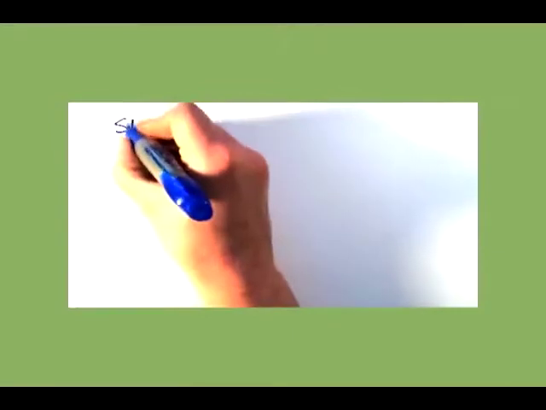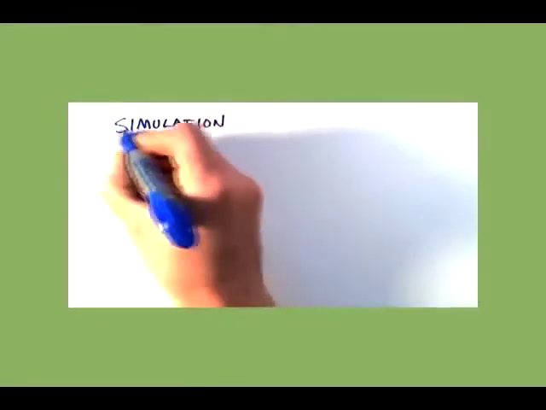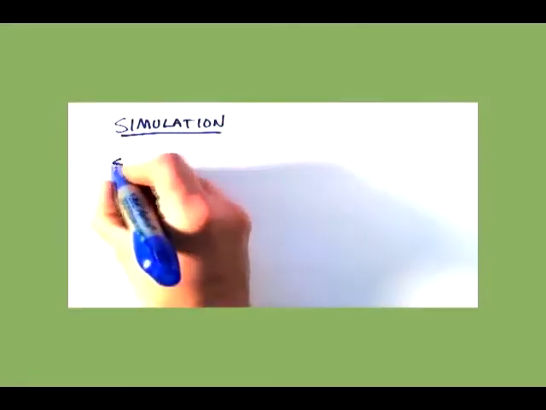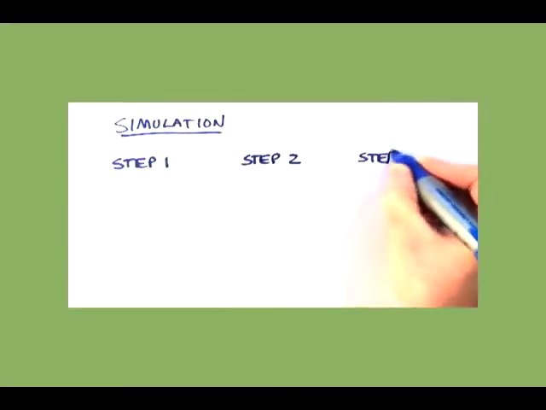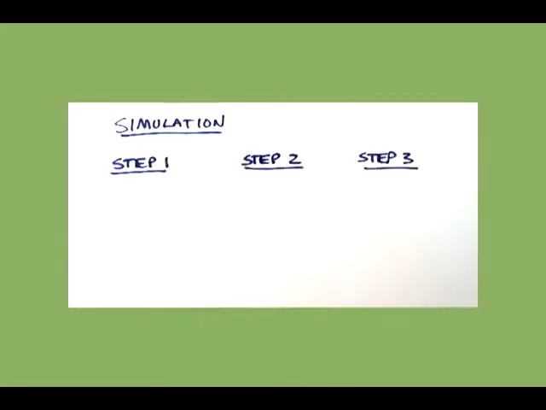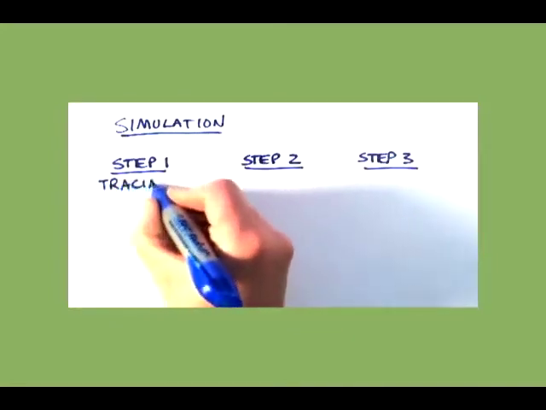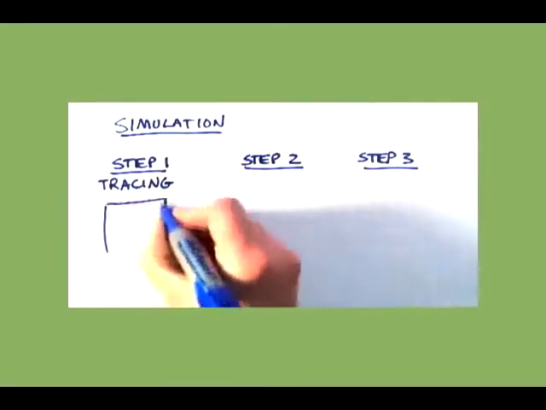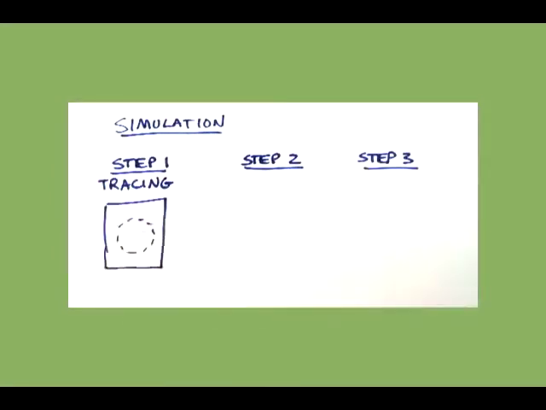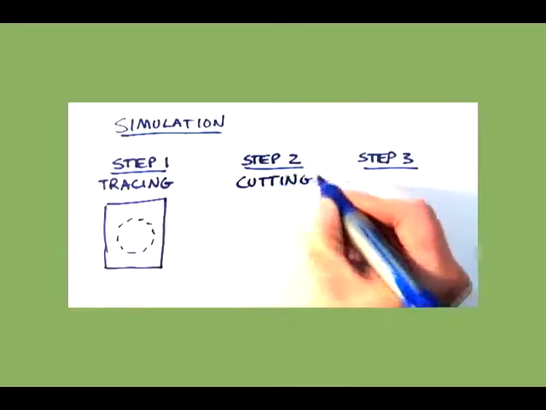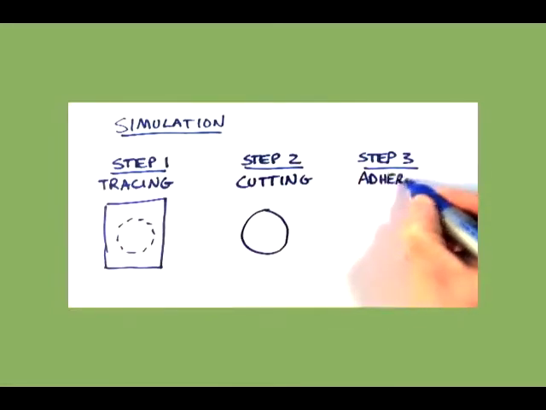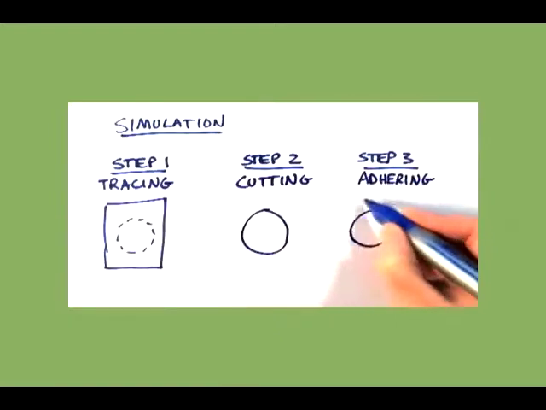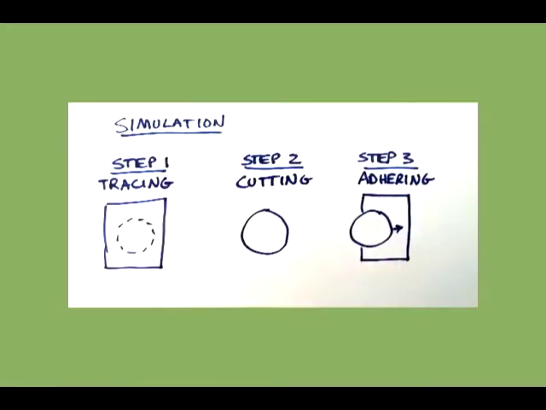To understand takt time, cycle time, and lead time further, let's look at a scenario and apply the terms as we go. In this scenario, we have a small company that produces colored circles on white paper. The operation requires 3 work steps: tracing, cutting, and adhering. Step 1, tracing, outlines the circle to be cut. Step 2, cutting, cuts the circle. Step 3, adhering, attaches the circle to a sheet of paper. The company has 3 employees, 1 on each step.